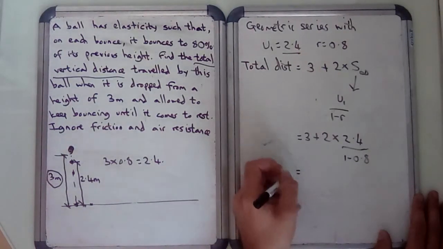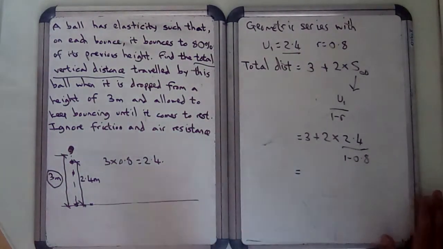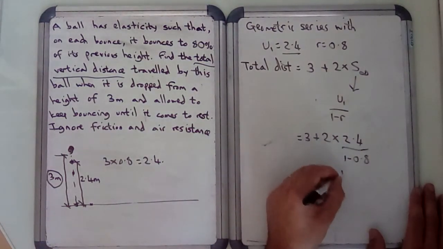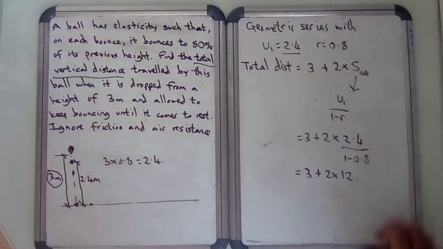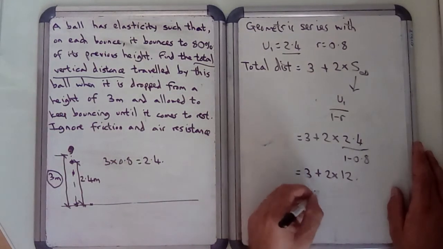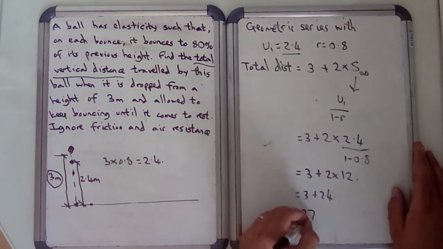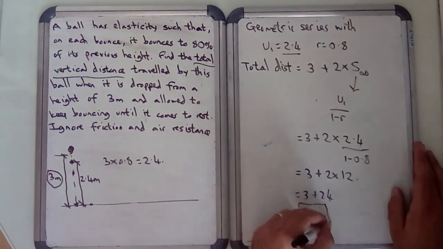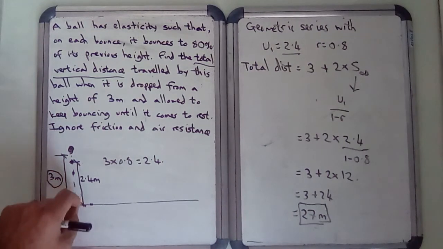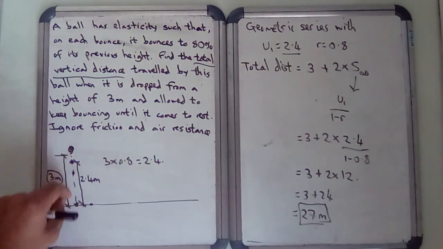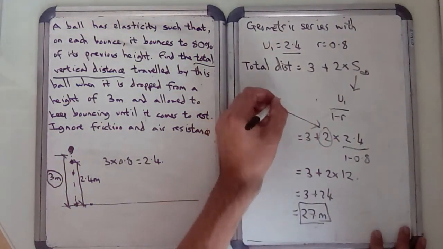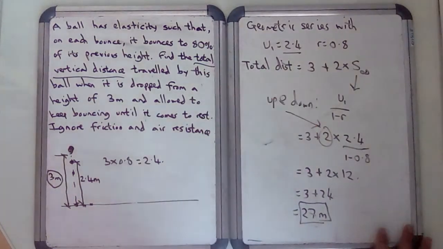2.4 over 1 minus 0.8 is 12, so it is 3 plus 2 times 12. I've just used a calculator for that. 2 12s are 24, and 3 plus 24, so the total distance travelled must be 27 meters. So vertical, that includes the 3 meters initial drop, and then every bounce up and down, and that's what this 2 is, the up and down. And that's the final answer.